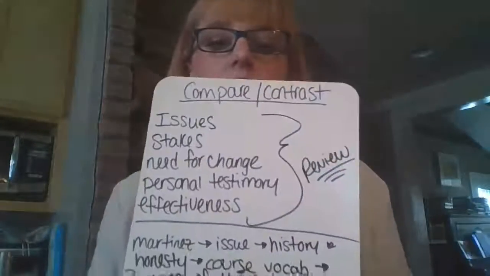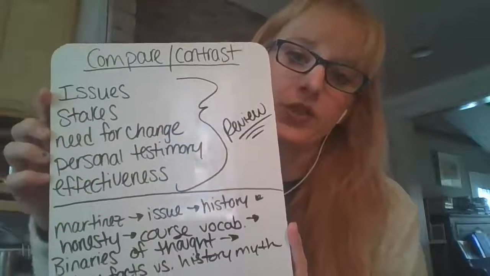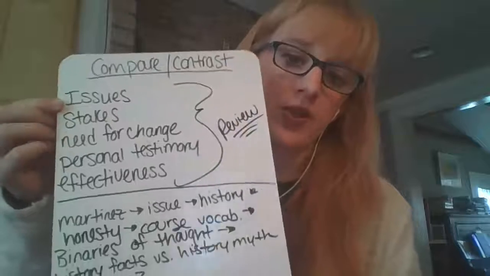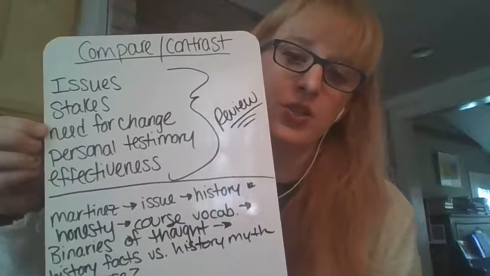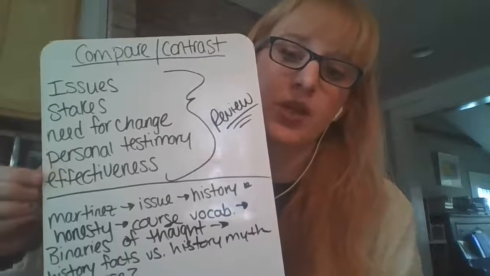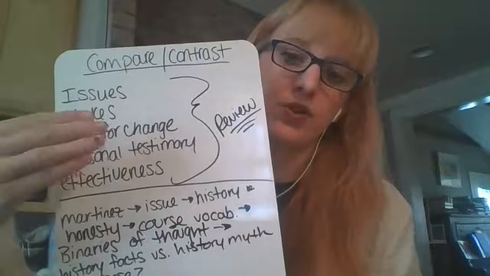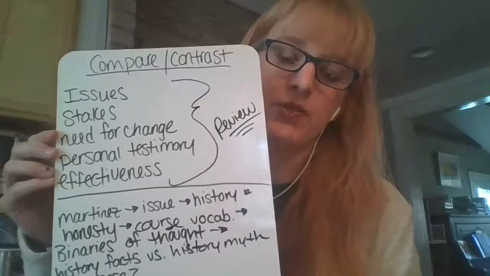And this is what you were supposed to take notes on for your charts for both Martinez and Ehrenreich. You were supposed to identify the issues in their essays, the stakes, the need for change, how they use personal testimony, and the effectiveness. So this should all be a review for you, and you should have these charts in your notes already. Okay? Now, how do we bring them together?